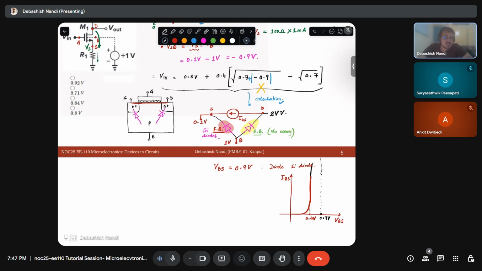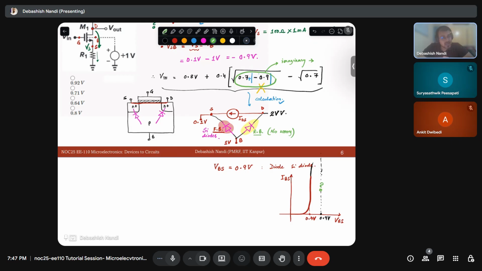Do you think your device can sustain that much high current? No. Your device will just burn out, right? So you see how beautiful the math is. You are getting an imaginary number, and you are getting exactly a situation that is just not possible. You get the idea? Yes, sir.